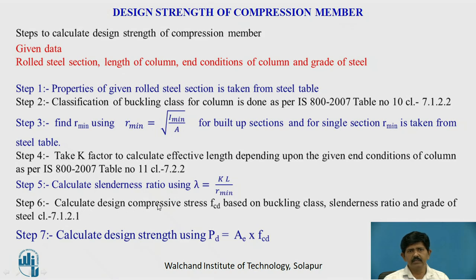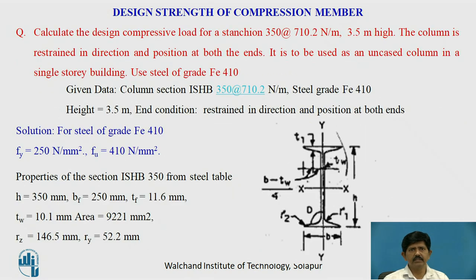Then calculate the design compressive stress fcd based on buckling class, slenderness ratio and grade of steel as per clause 7.1.2.1. Then in step number 7, the design strength is calculated using the formula, that is Pd is equal to Ae into fcd. Now we will see the numerical.